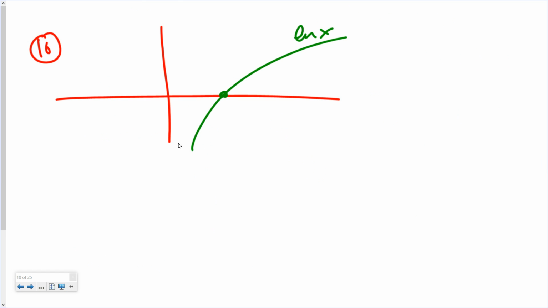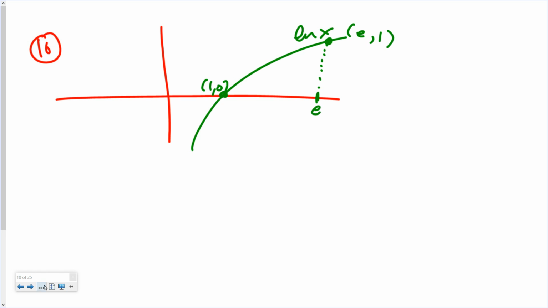When you draw ln of x, you need to know this point. What is this point here? 1, 0, okay? Now, the problem says go from 1 to e. So I also have to put e here. Guys, when I put e here, what's this point up here? e comma 1, right? It's actually e comma ln of e, but ln of e is 1. So you need to know that, okay?